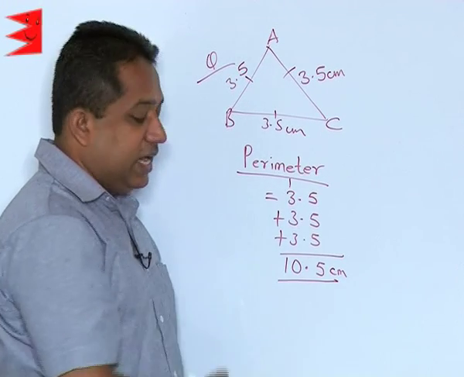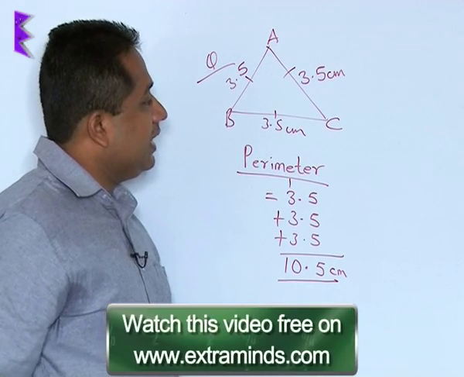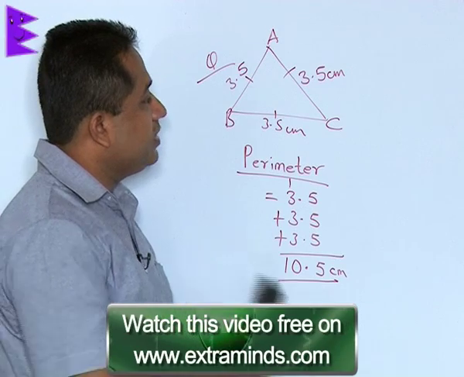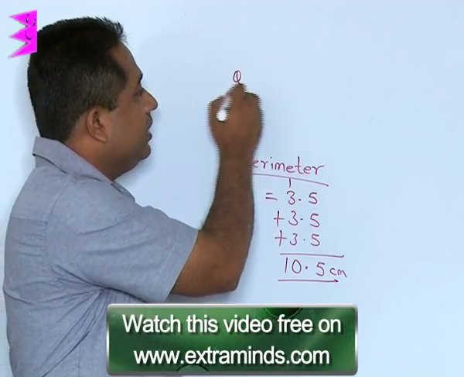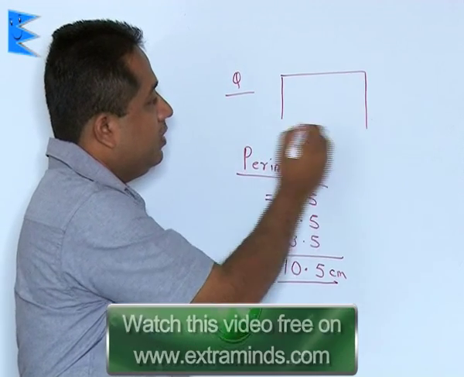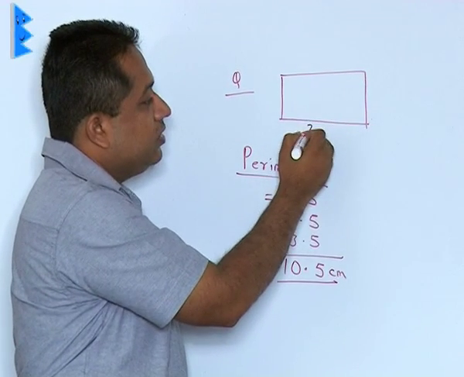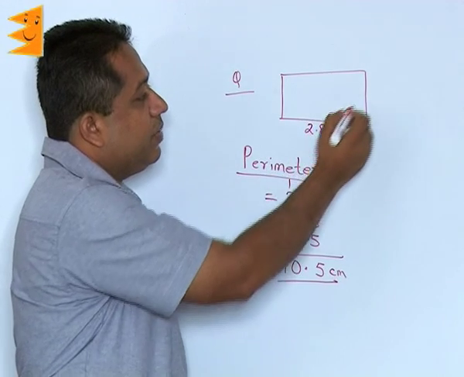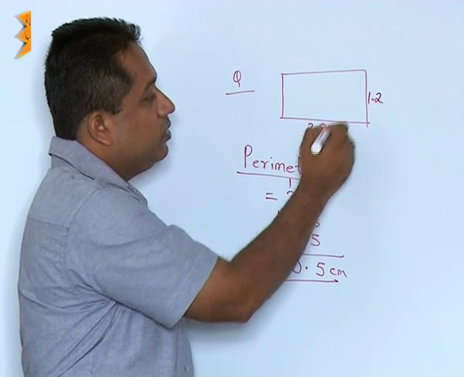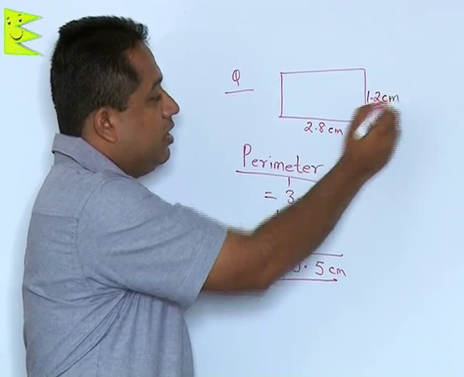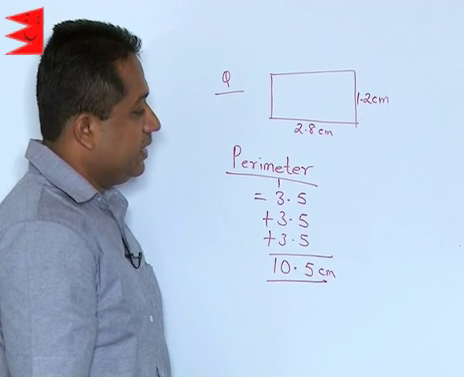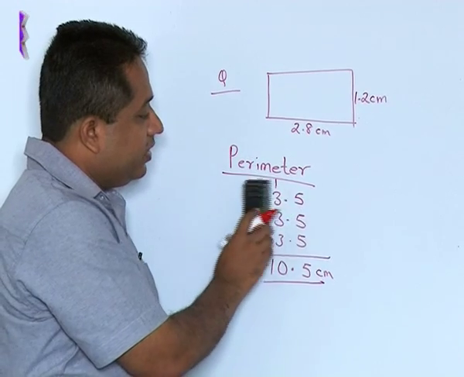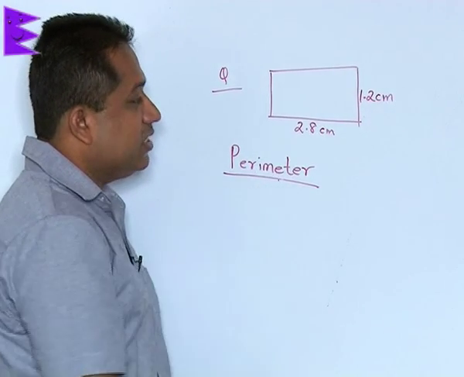Now, instead of a triangle, we could have been given a rectangle with some dimensions. Let us say we are given a rectangle where the length is 2.8 and the breadth is 1.2 centimeter, and the question is again to find the perimeter of this rectangle. In this case, the figure has changed from a triangle to a rectangle.